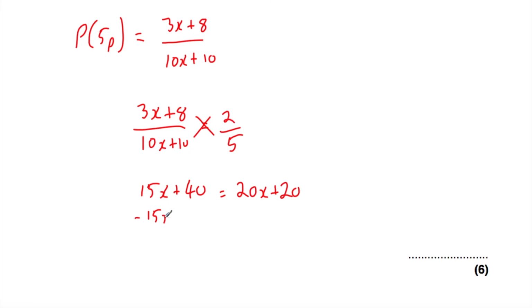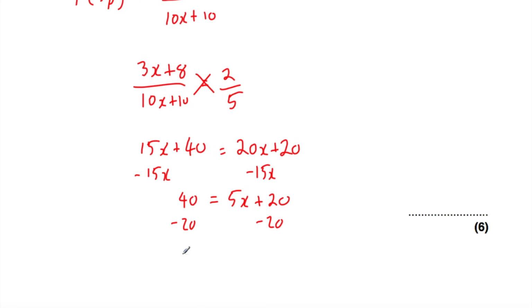So let's take away 15x's from both sides of the equation to get rid of the lowest number of x's. So on the left hand side we'll be left with 40, and on the right hand side we had 20x plus 20. We're taking away 15x's, so that'll leave us with 5x plus 20. Now we want to get the x on its own, so let's take away 20 from both sides of the equation. So on the left hand side, 40 take away 20 is equal to 20, and the right hand side would be left with 5x. And then if we divide both sides of the equation by 5, we're going to get that x equals 4.